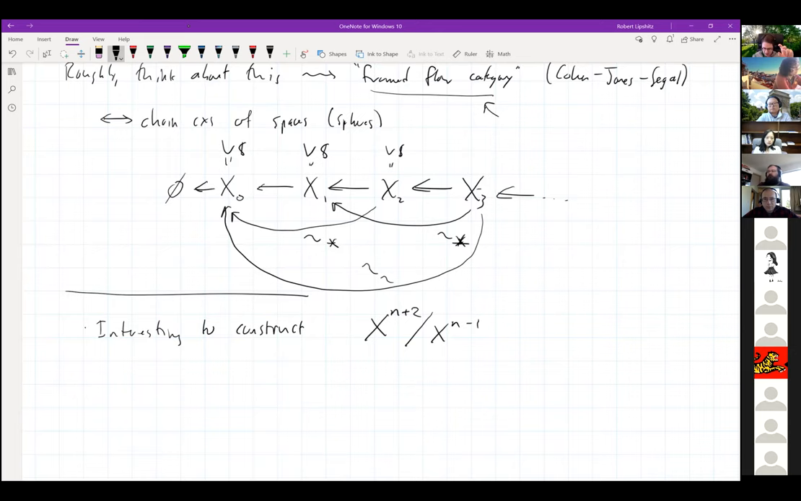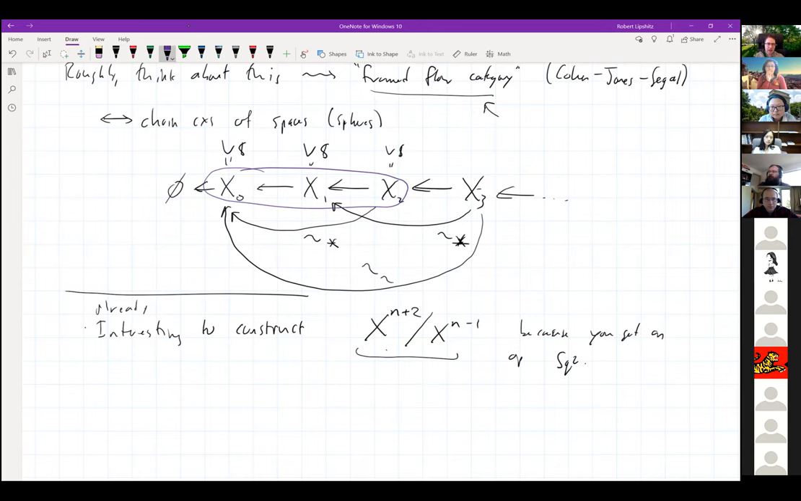So it's already interesting to do that, because you get an operation Sq^2 from this. So you already get the first interesting cohomology operation. And if that's all you want to construct, then you don't have to construct a whole framed flow category or a whole complex of spaces. You just have to construct the three adjacent terms. So all you need there is a cancellation rule.